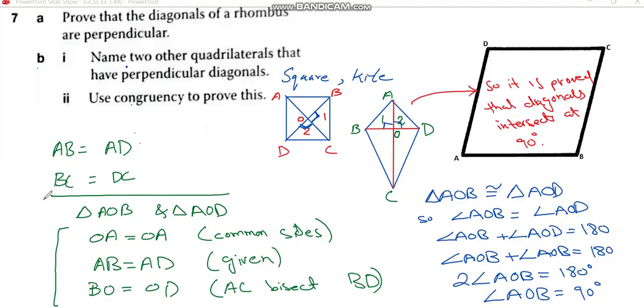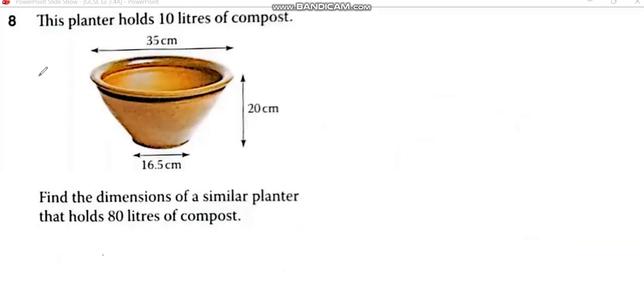Let's proceed to the next question. In question number 8, it says this planter holds 10 liters of compost, and we need to find the dimensions of the similar planter that holds 80 liters of compost. This time we want to increase the capacity. In this case, the planter will be similar, but its capacity will be increased, or its capacity should be more.